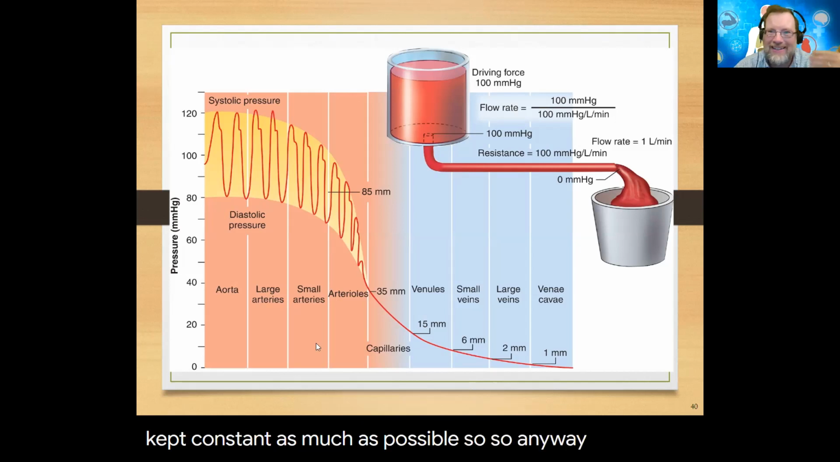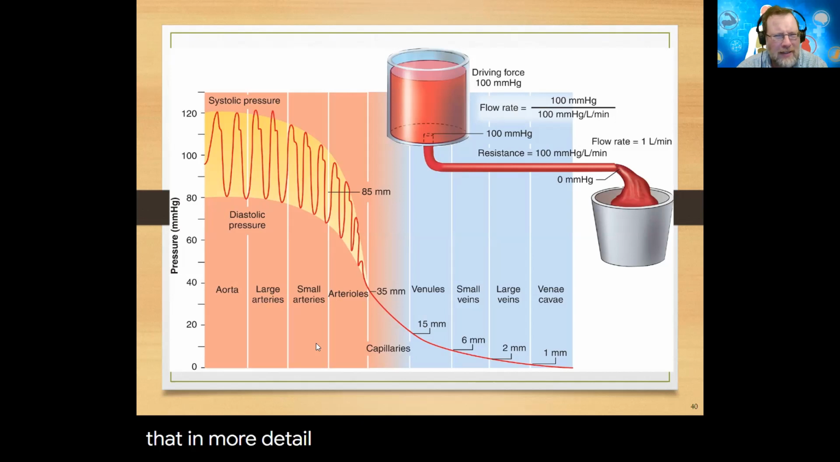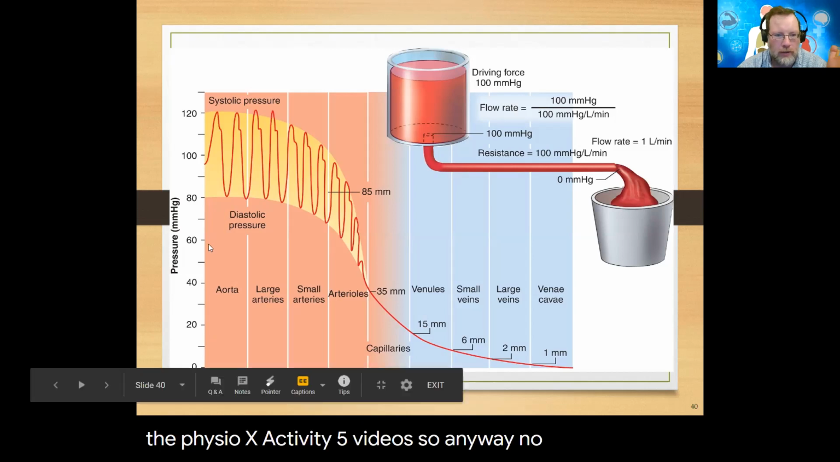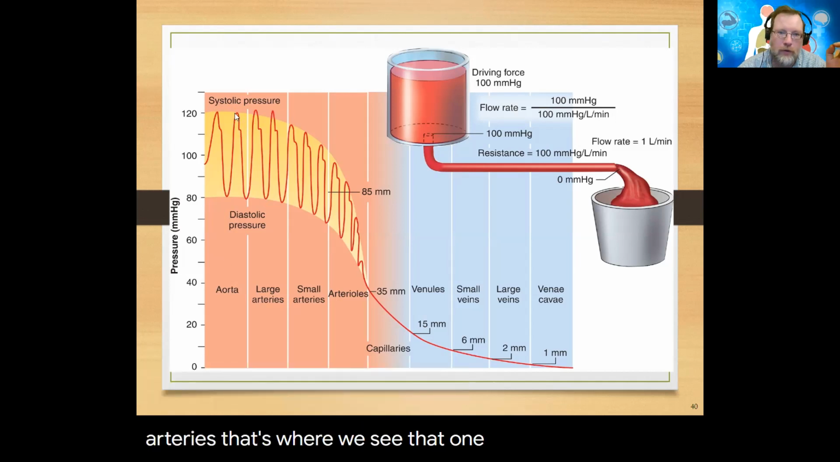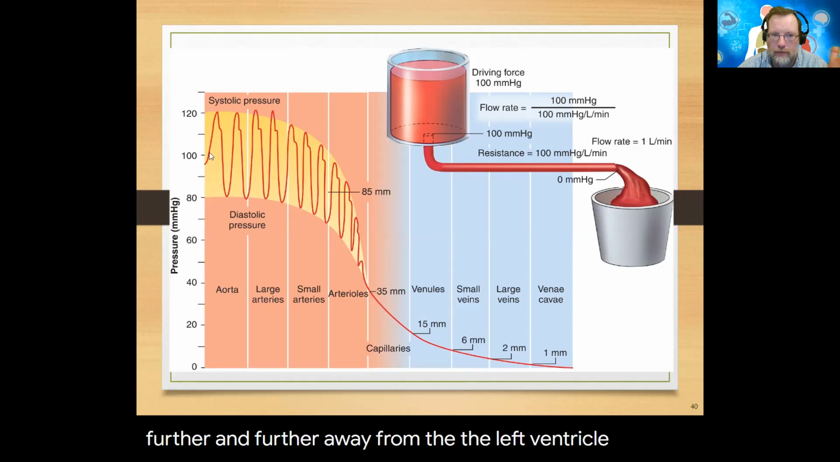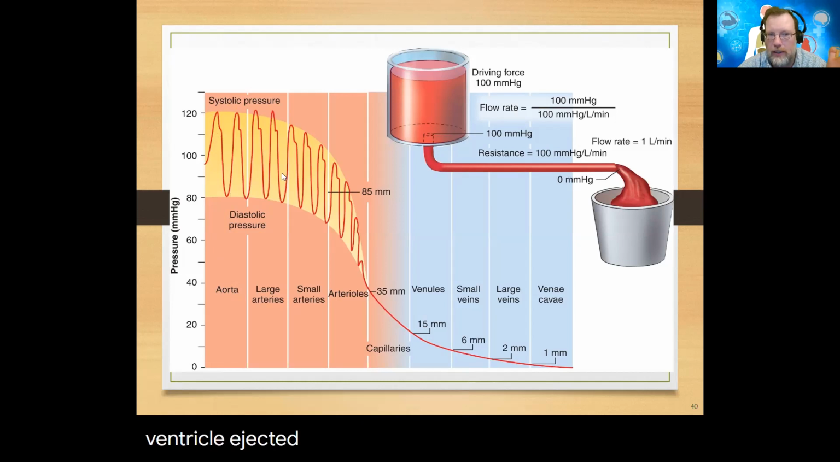So anyway, I'll get into that in more detail in this video, but already in the PhysioEx Activity 5 videos. So anyway, notice blood pressure. Again, we studied it at the aorta and the larger arteries. That's where we see that 120/80, as we get further and further away from the left ventricle. The left ventricle ejecting blood into the aorta is creating the greatest amount of pressure.